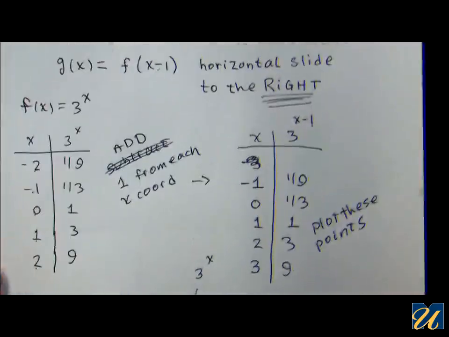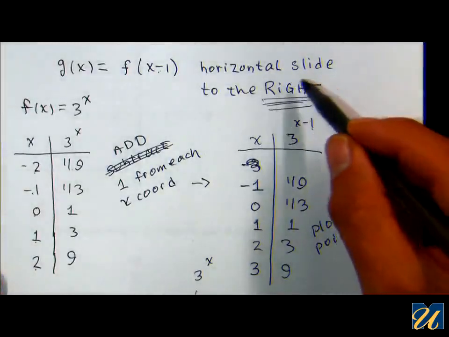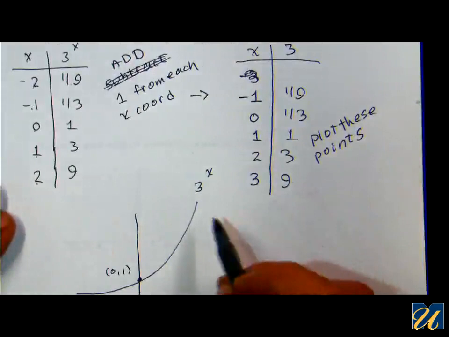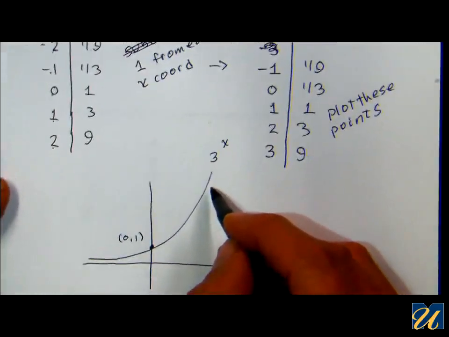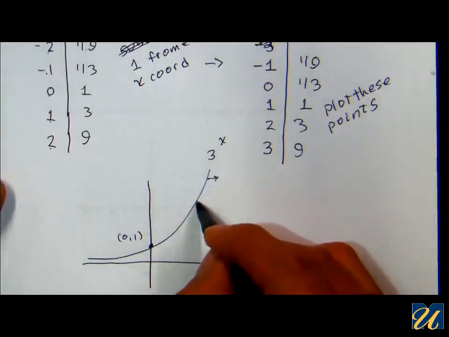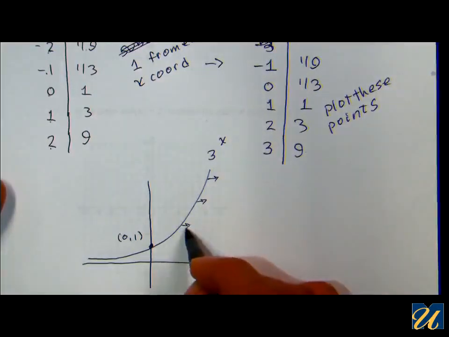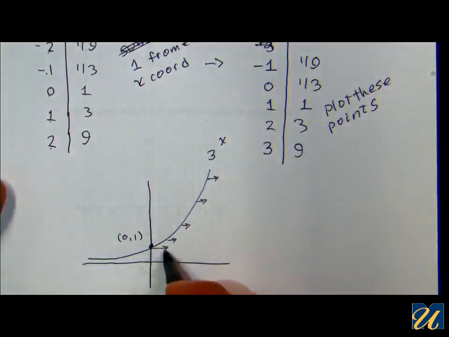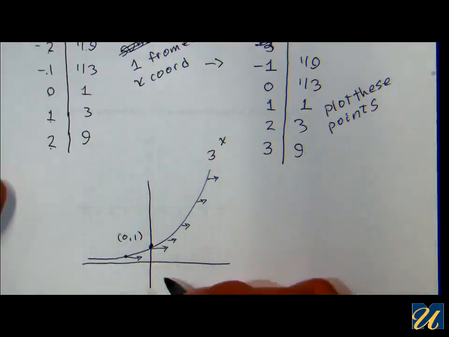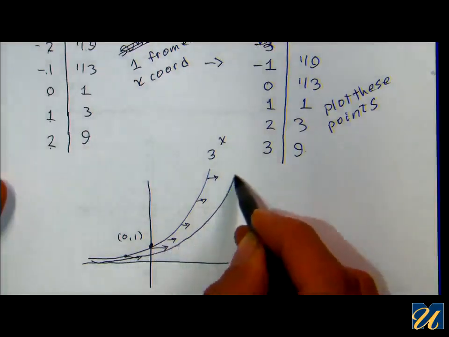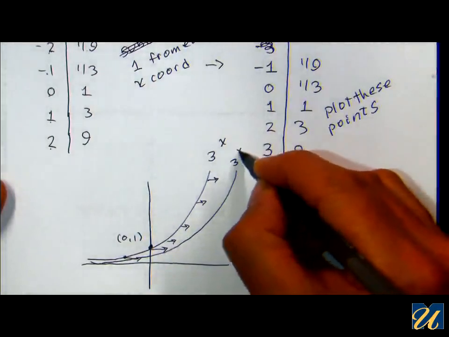It's a horizontal slide to the right, which means that we take every point that's on the graph here of f of x, and we have to slide it over to the right by 1 unit. Every point gets moved over 1 unit, and then you get the graph of g of x. So it looks something like this. And there's 3 to the x minus 1.